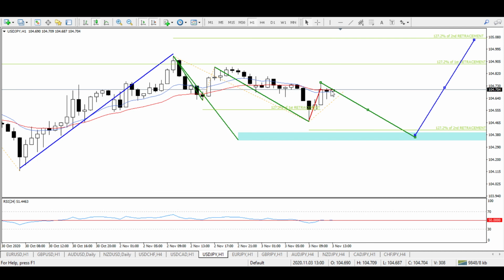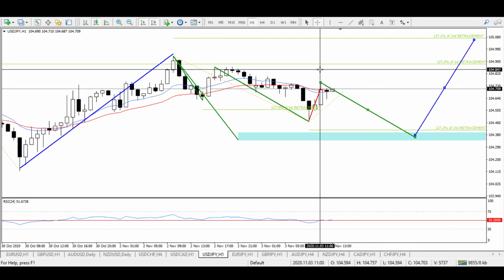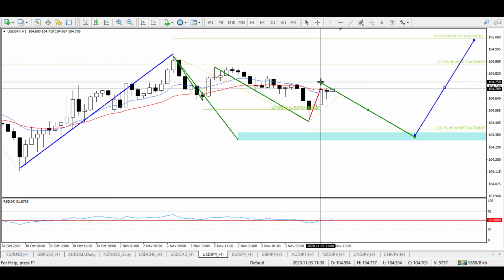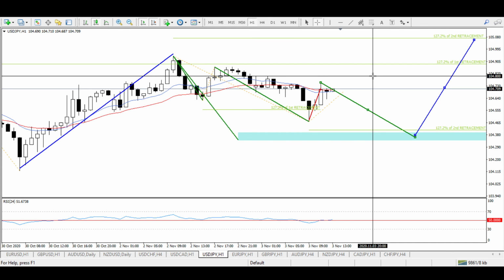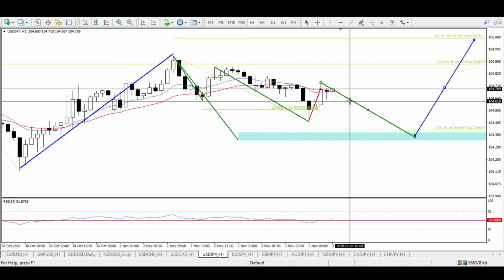Now it looks like price is going to continue to the upside, but we are not going to buy unless price goes beyond this top. This top is 104.757 right here, and then we can enter buy, and we can target this. So let's see which kind of opportunity we get, and we will act accordingly.